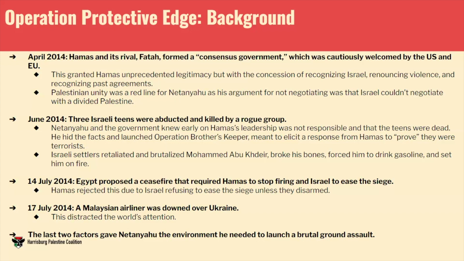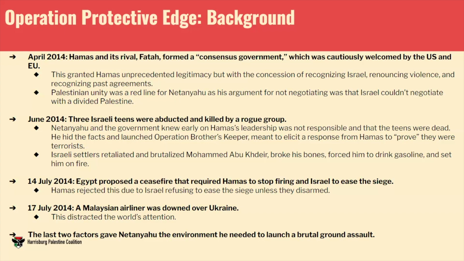And they did that, and it was meant to elicit a response from Hamas because they were trying to get Hamas to react and prove that they were indeed terrorists. Hamas usually tries really hard to not engage. And after the teen's death, Israeli settlers retaliated, did a lot of awful things, including brutalizing a young teen named Mohammed. They broke his bones, forced him to drink gasoline, and set him on fire and killed him.